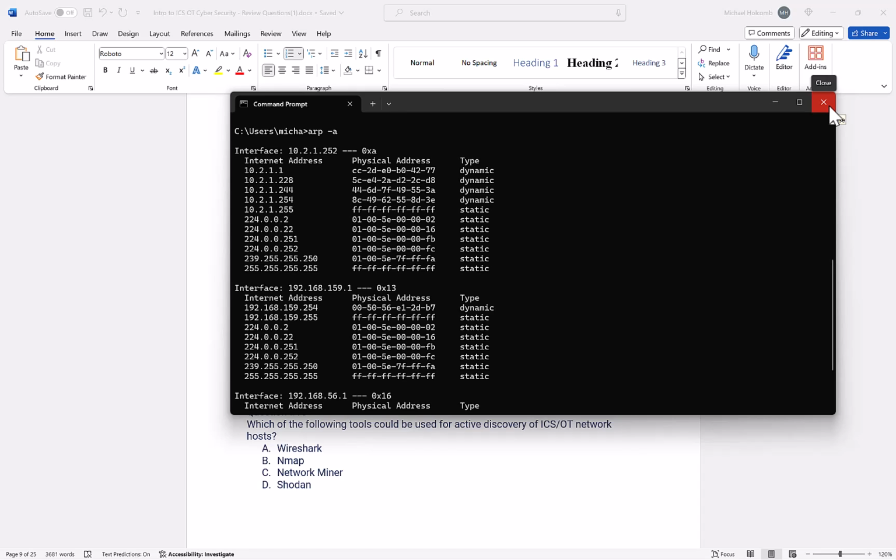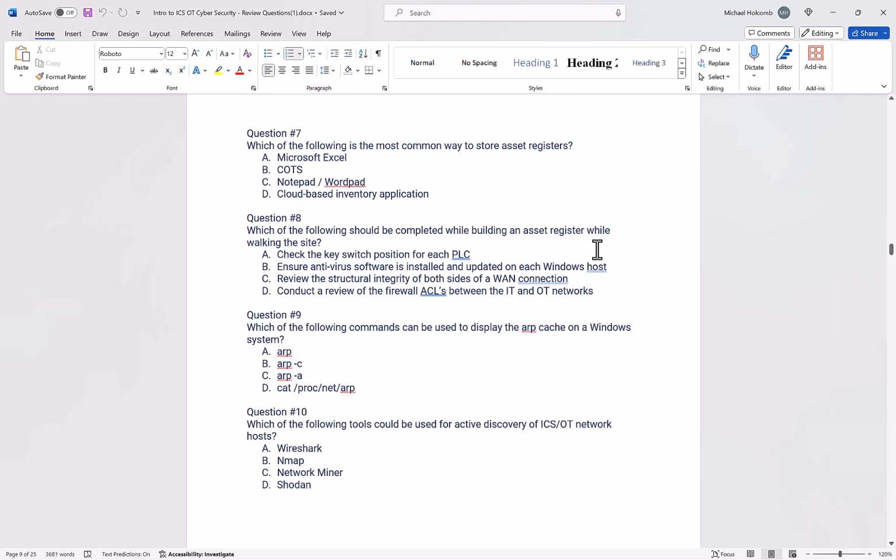which is a great way in ICS OT environments. Log into those Windows machines, ARP -A, and you can get at least IP addresses and MAC addresses for other systems out there that you might not have known about. So that helps you build the asset register. So answer C for question 9.